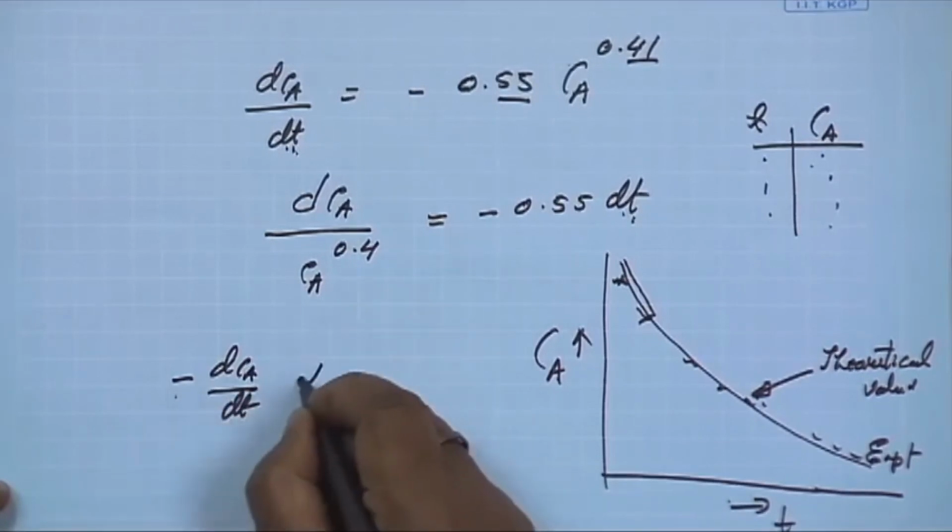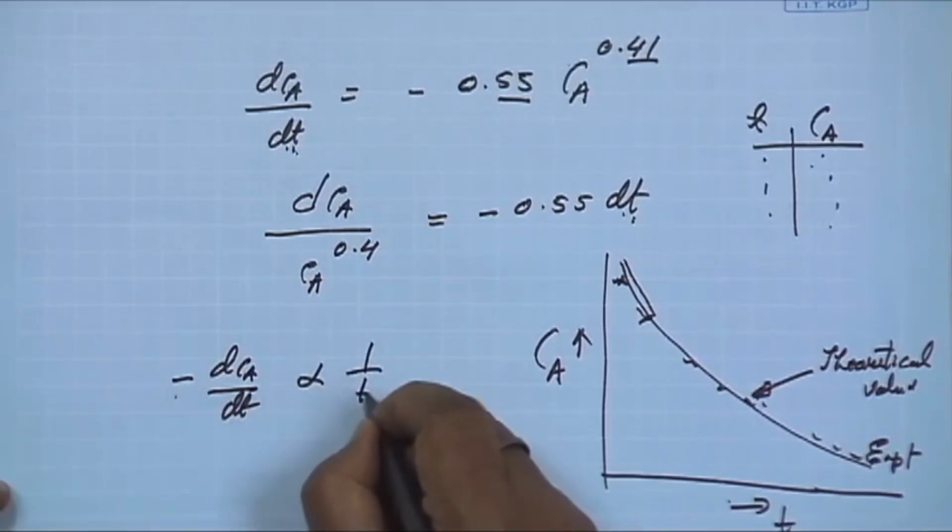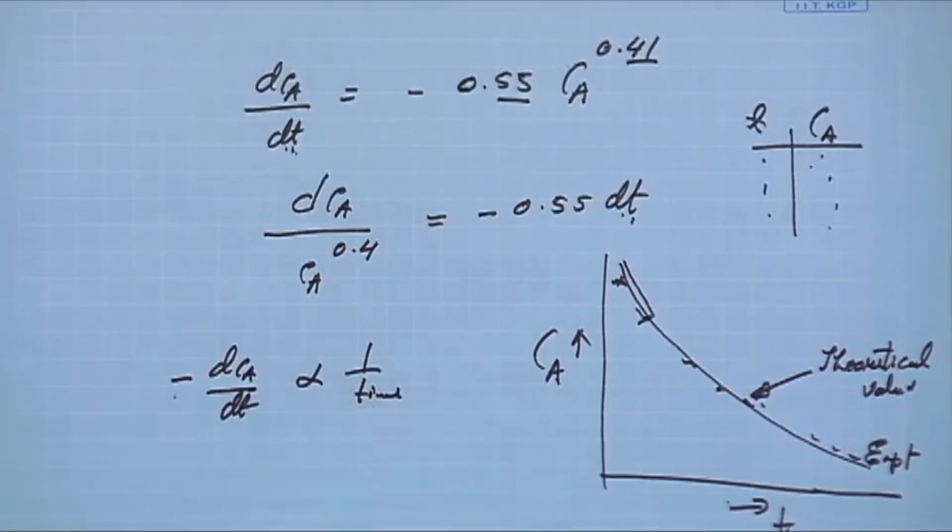Reaction rate is always inversely proportional to time. If the time is less, then the rate of reaction should be high. They are inversely proportional. If the time is more, that means the rate of reaction will be less.